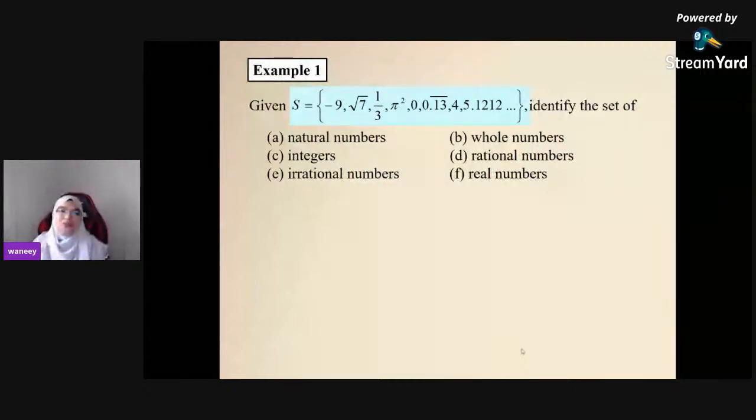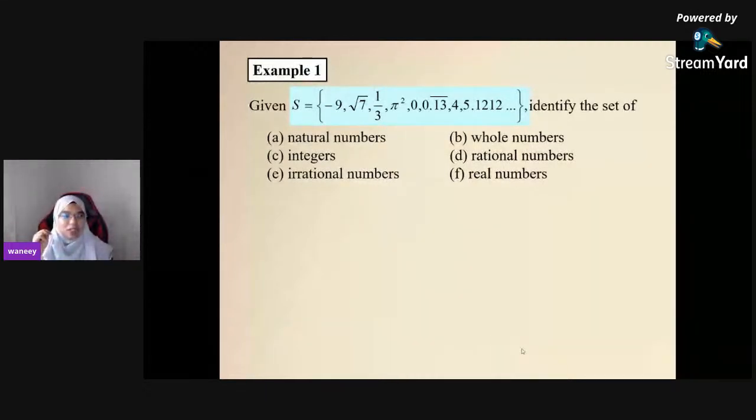Okay, so now for example, we have a number set S. So we have -9, square root of 7, 1 over 3, pi square, 0, 0.13 with a bar, 4, 5.1212, dot, dot, dot. Identify the set of natural numbers, whole numbers, integers, rational numbers, irrational numbers, and real numbers. Okay, so basically I'll give you around 2 minutes for you to determine which are the real numbers, which are the natural numbers, and so on.